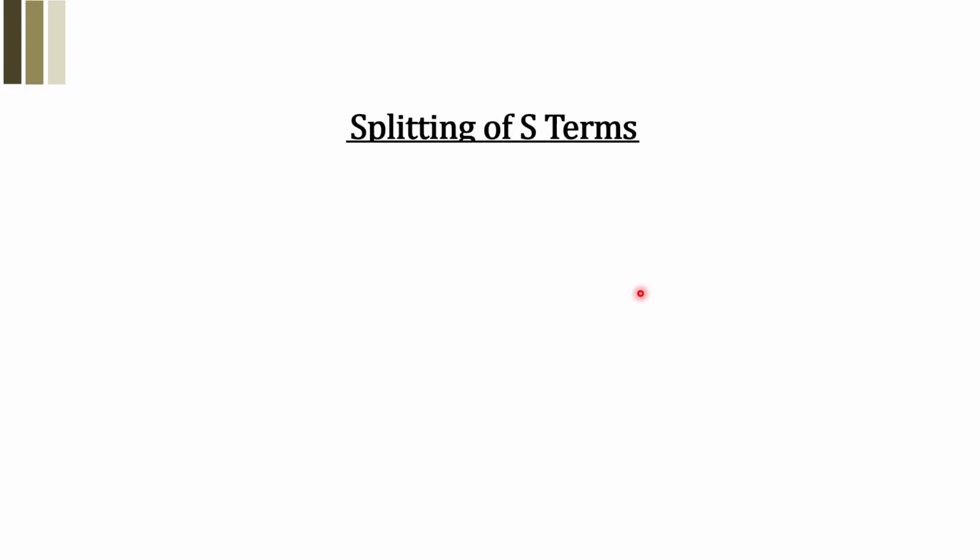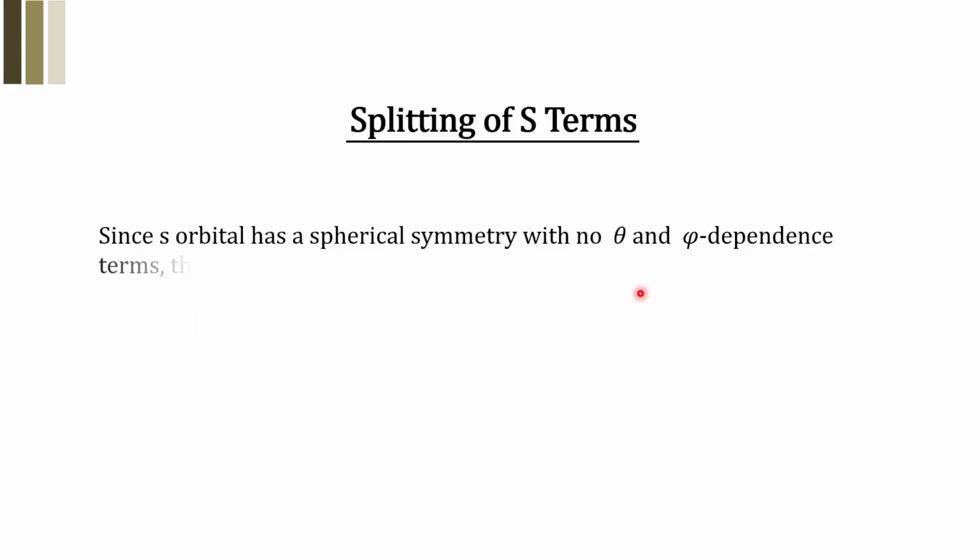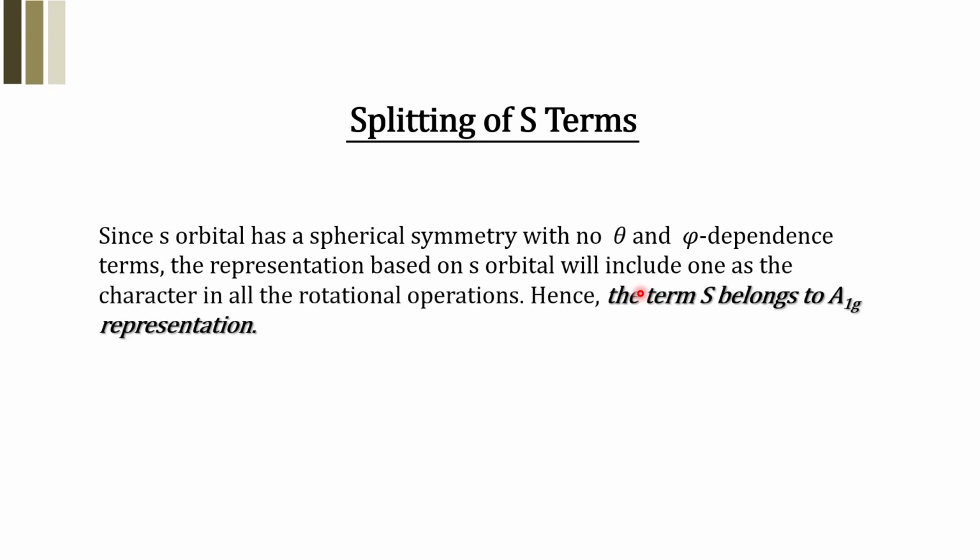When we are talking about splitting of S terms, since the S orbital has spherical symmetry with no theta and phi dependence, the representation based on the S orbital will include 1 as the character in all the rotational operations. Hence, it goes without saying that the term S belongs to the A1g representation. You can refer to the character table, or without even referring to it, we see that the first two values are plus 1. Therefore, it is the A1g type of representation.